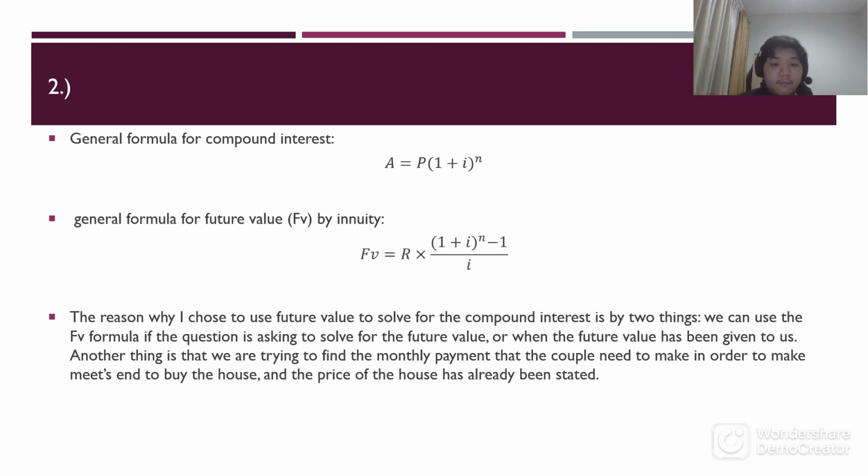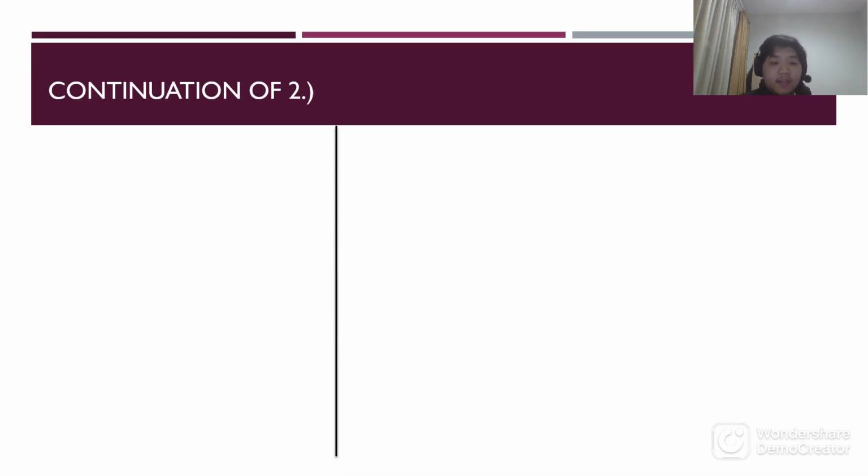So, in order to solve this, we need to first find the values of each variable. Starting off, we can start with the simple one, and that is to find the future value. Since the couple already made a down payment of $40,000, we can simply subtract 40,000 from 800,000, and that will leave us with $760,000 for the future value.